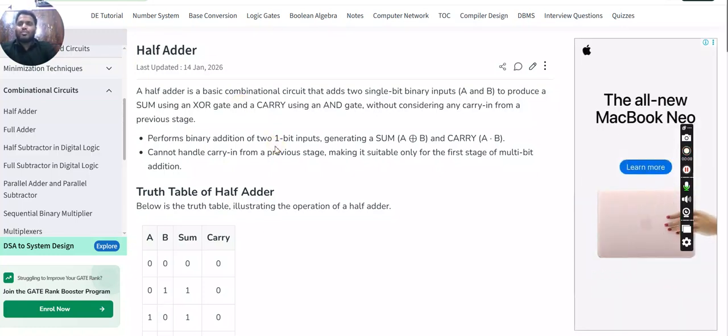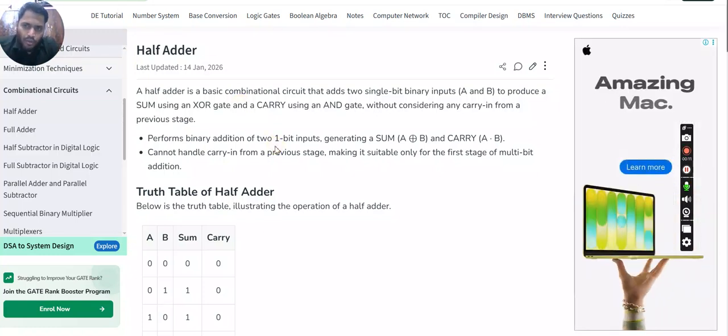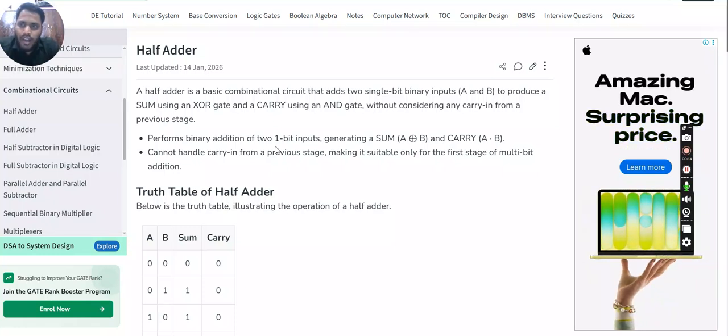Hey guys, welcome back. In today's video, I'll be talking about two important topics after the basic gates, which are the half adder and the full adder.